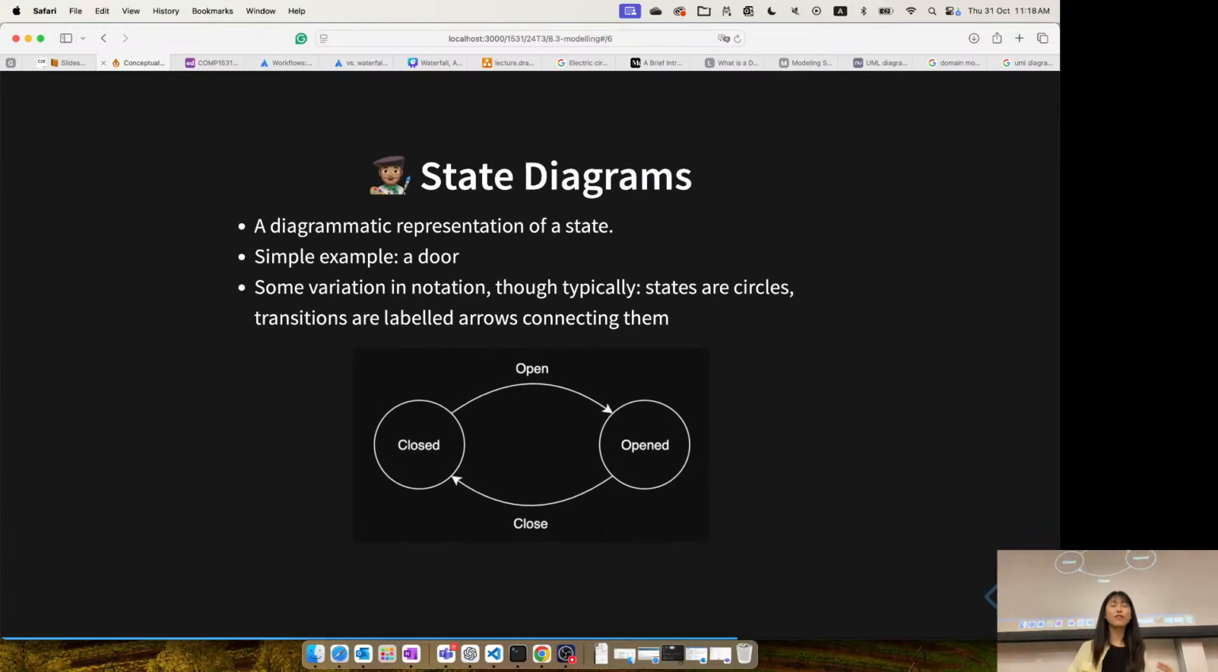Okay, so now let's move on to state diagram. This is our focus of this lecture and how we use designs in 1531. So, state diagrams.